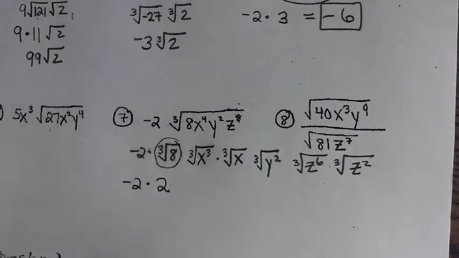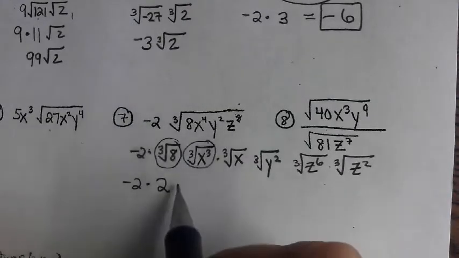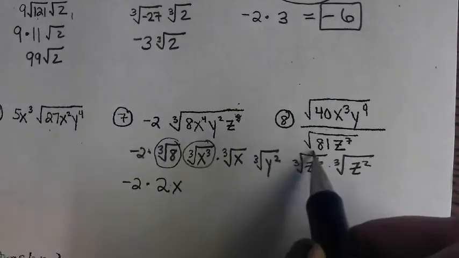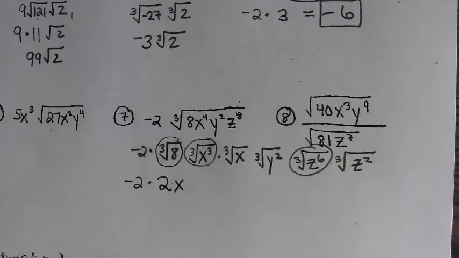I have a 2. The cubed root of x cubed is x. The cubed root of z to the 6th is what? Oh, is that our bell? Hold on, I got to give you homework. What is the cubed root of z to the 6th? Z squared, right? Z to the 2nd.